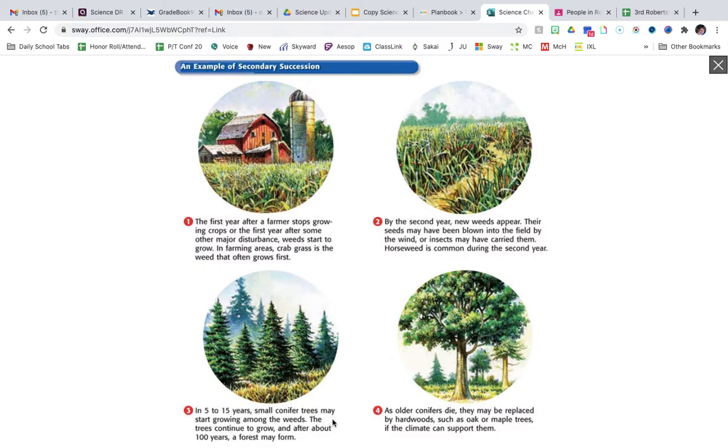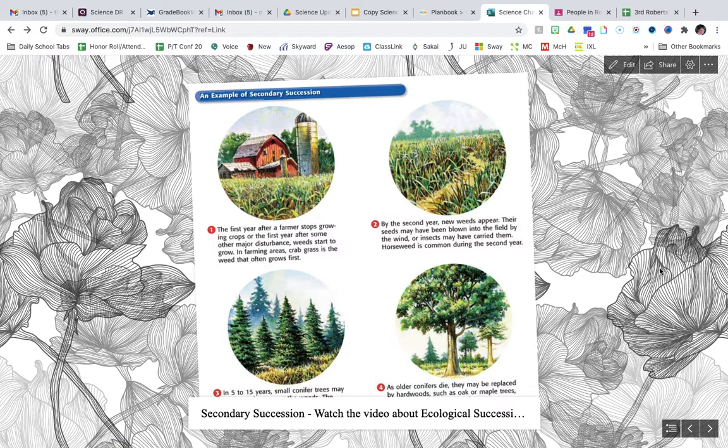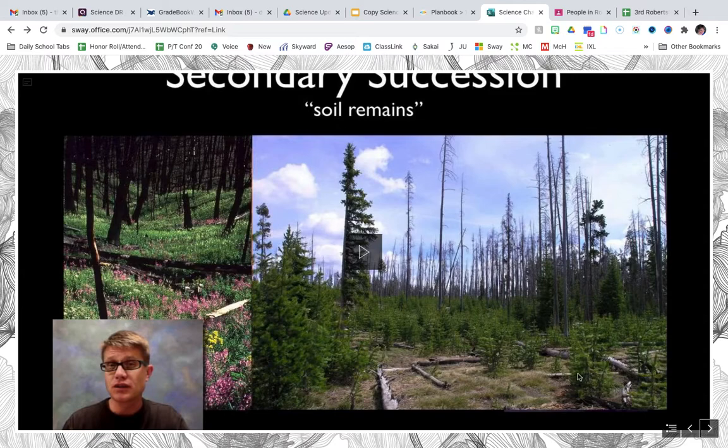And then in 5 to 10 years, small conifer trees may start growing among all the weeds, and the trees continue to grow. And then after about 100 years or so, a forest may form. And then finally, as the old conifer trees die, they might be replaced by hardwoods such as oak and maple trees. That's if the climate can support them where they are. So this is an example of secondary succession. And now we're going to review that.